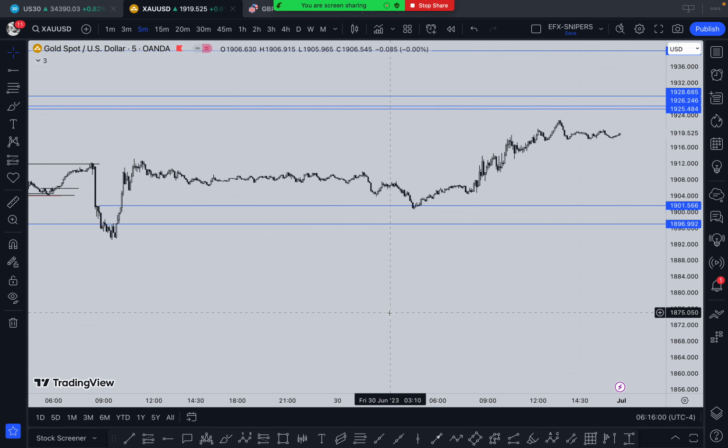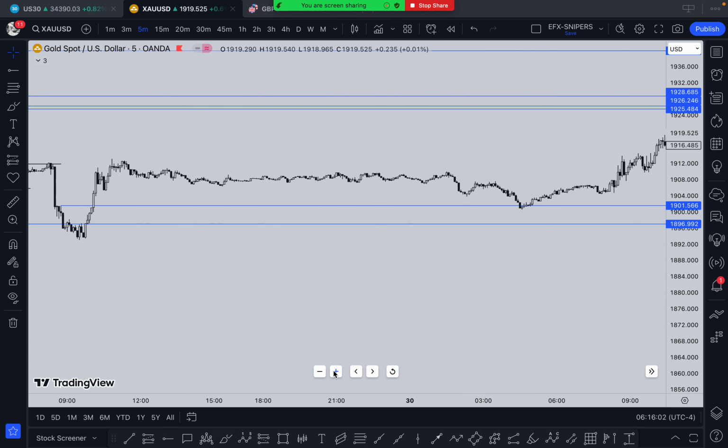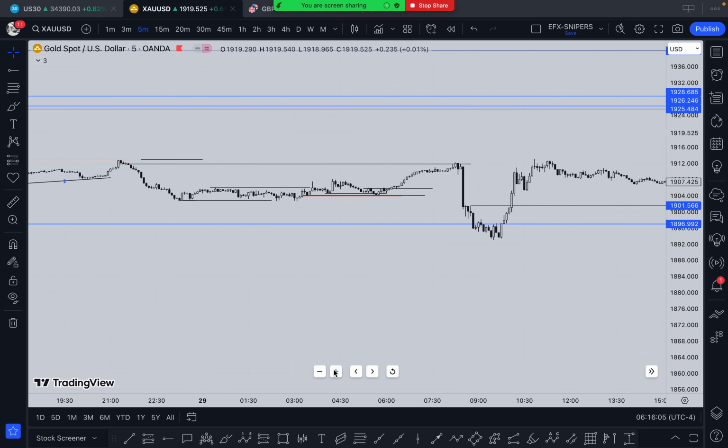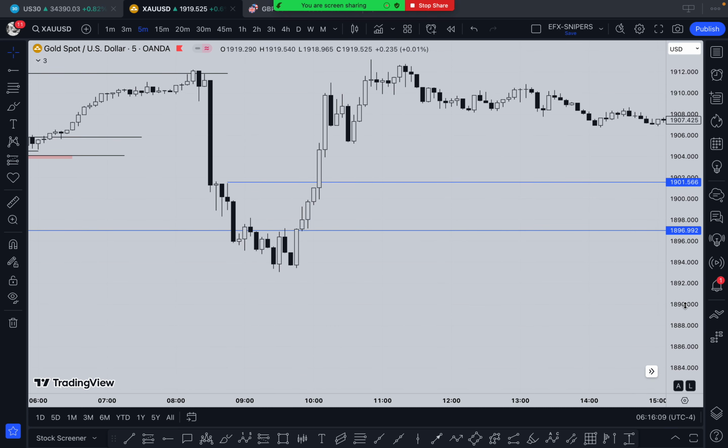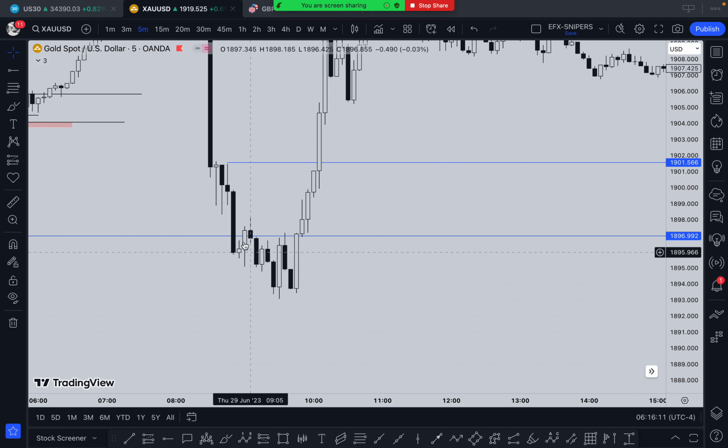So this is what ended up happening here. Then if you check here, remember this is the line that we found on a weekly time frame. So we are at this line on a weekly time frame. How do you take the trades?